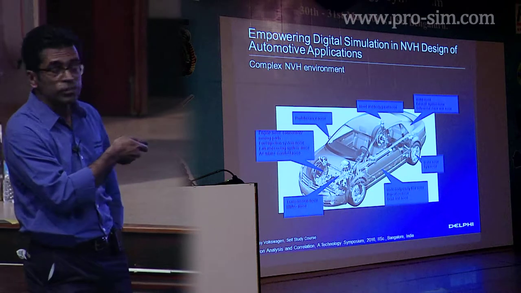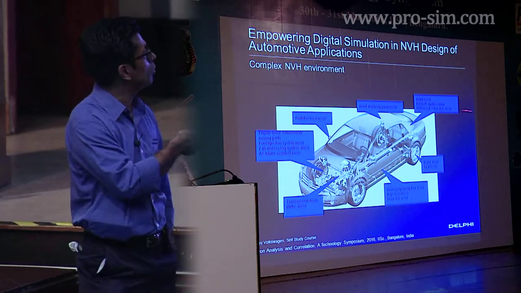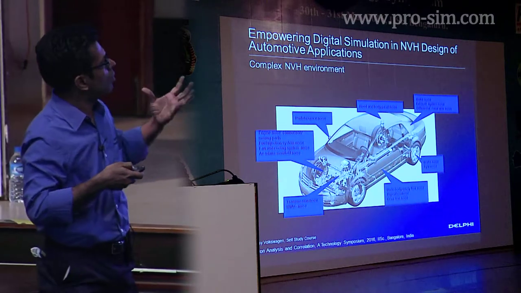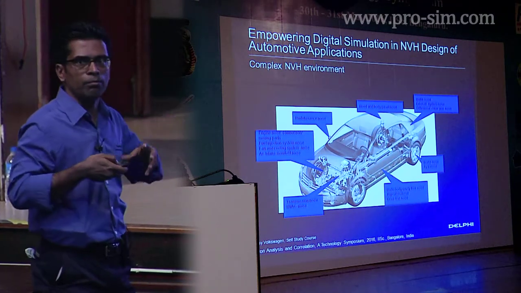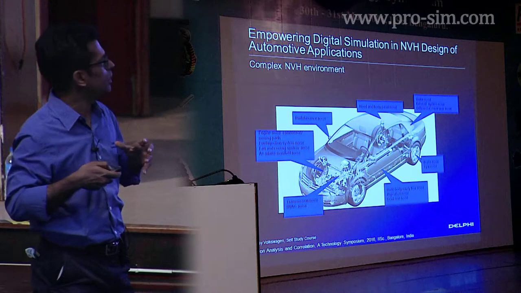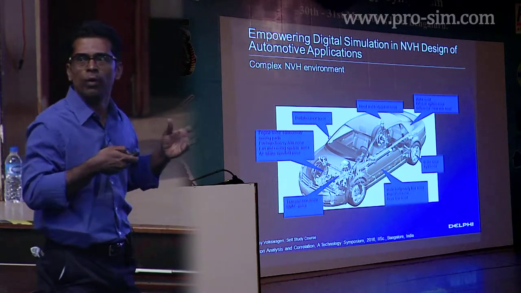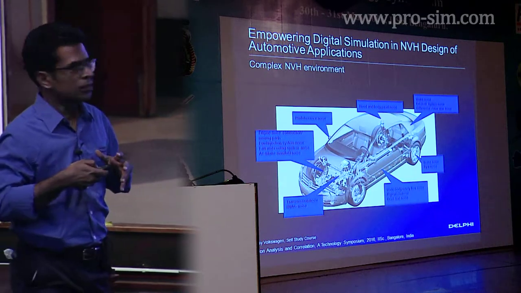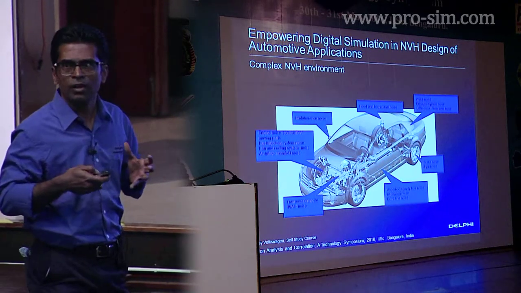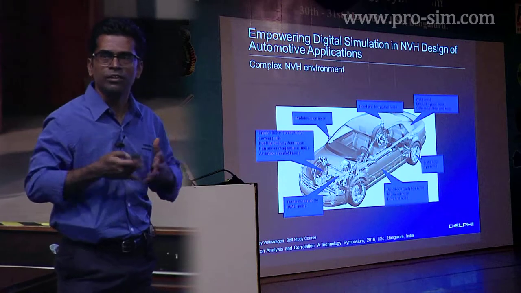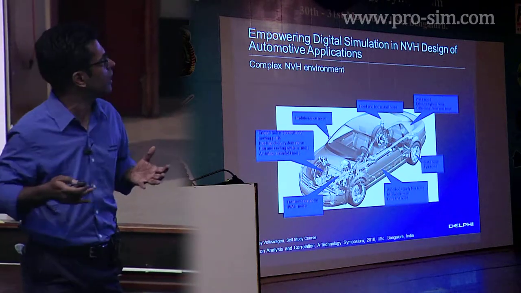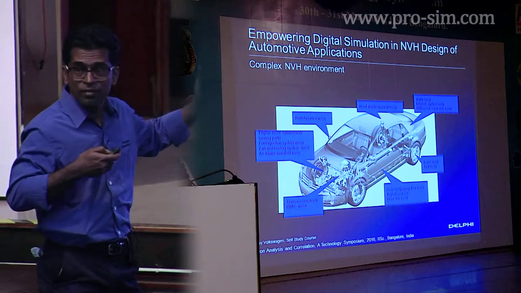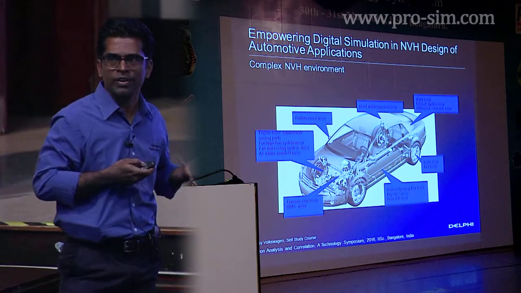Apart from this interior noise, you also have the exterior noise, which is noise coming out from the vehicle. So these are just brief indicators of the sources of vibration and noise in a vehicle like a car. A car has a number of components, and there are a lot of interactions between these components, so there are more sources of vibration and noise than what I have described here.